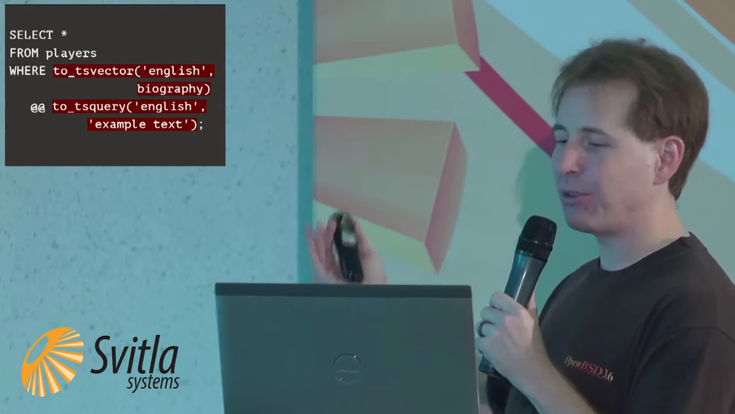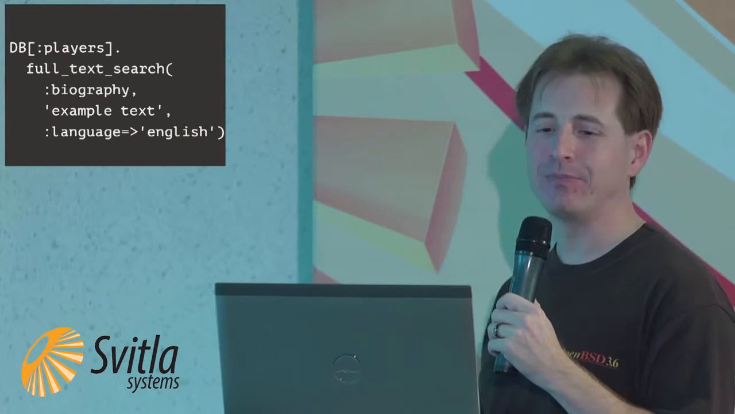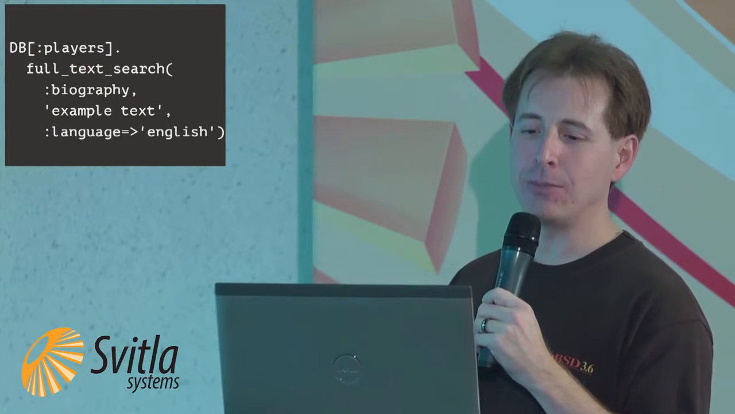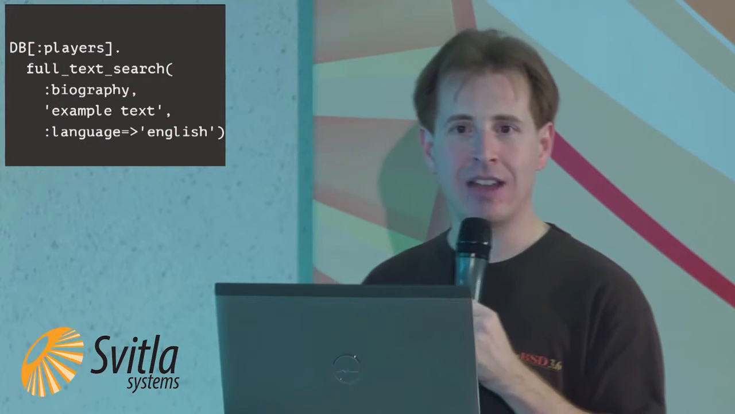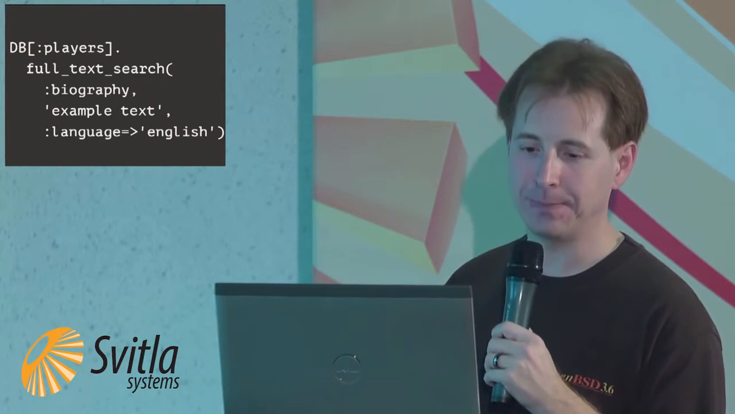Now, since this is pretty ugly, Sequel attempts to simplify it for you. Sequel has a full text search method that takes the column to search, the search terms, and accepts the language as an option, so you do not need to specify it twice.